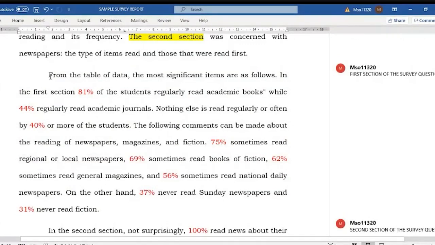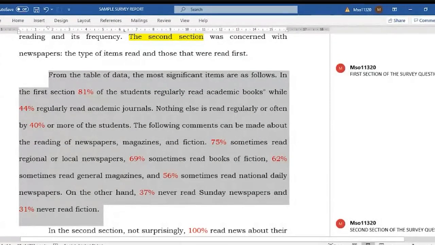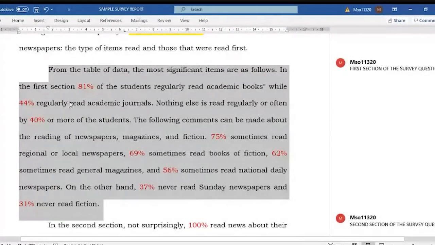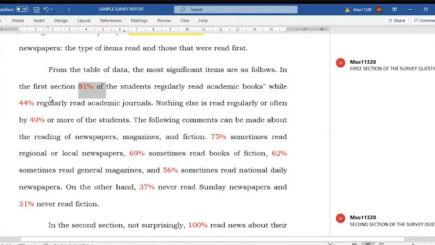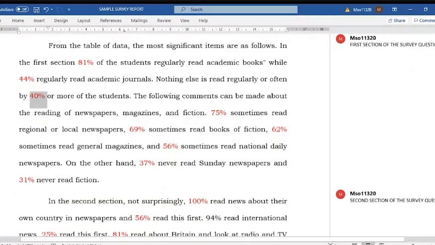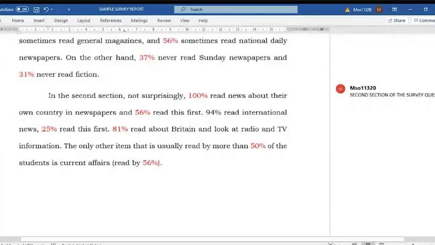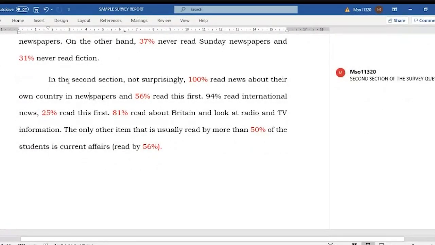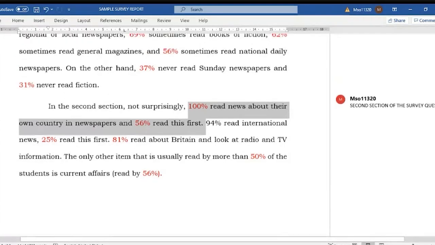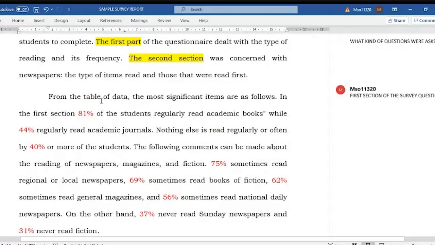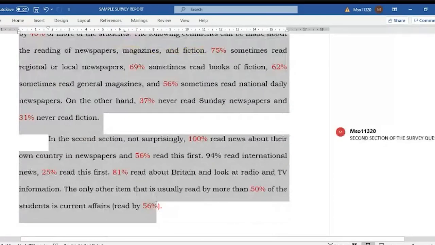So, as you can see in this paragraph, there are percentages. So, you have to interpret what you mean by 81%. What do you mean by 44% from your gathered data or interpreted data? What do you mean by 40%? You must be able to describe it full well in your discussion in the main body. The second section was also discussed. 100% read news about their own country in newspaper and 56% read this first. So generally, you can see that the main body of this article is just discussing the result of the survey.